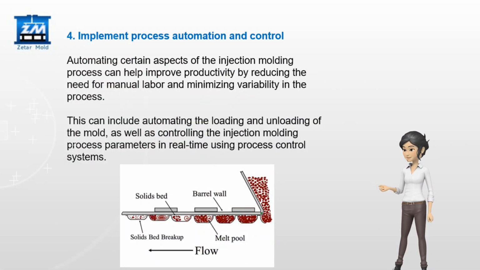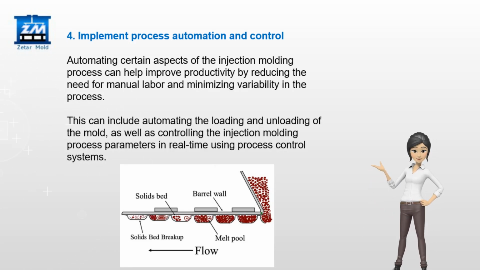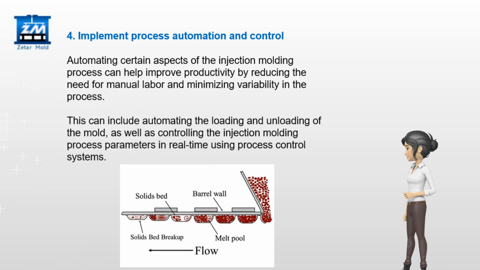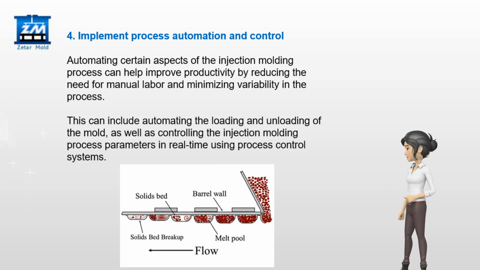Implement process automation and control. Automating certain aspects of the injection molding process can help improve productivity by reducing the need for manual labor and minimizing variability in the process. This can include automating the loading and unloading of the mold, as well as controlling the injection molding process parameters in real time using process control systems.